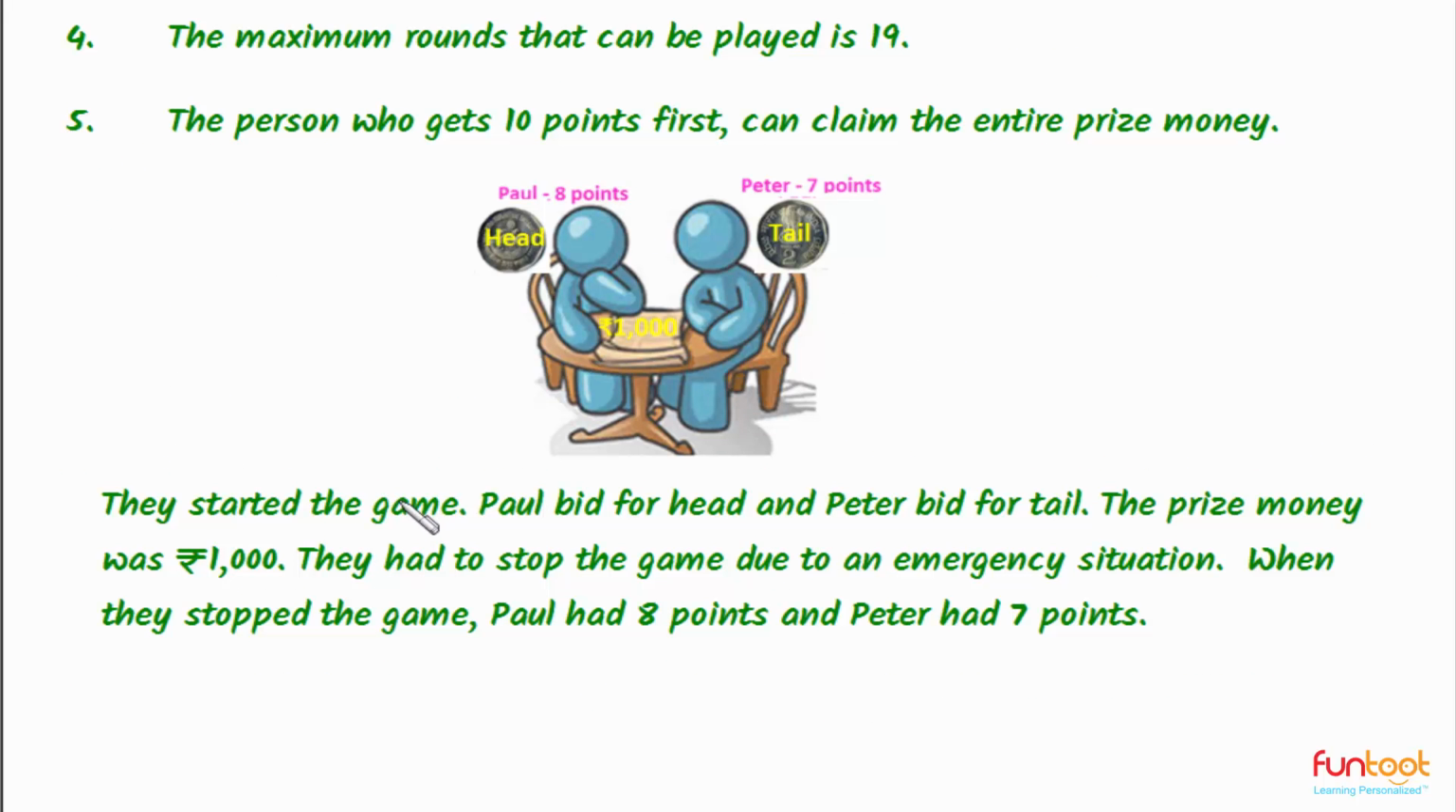They started the game. Paul bid for head and Peter bid for tail. The prize money was ₹1,000. They had to stop the game due to an emergency situation. When they stopped the game, Paul had 8 points and Peter had 7 points.